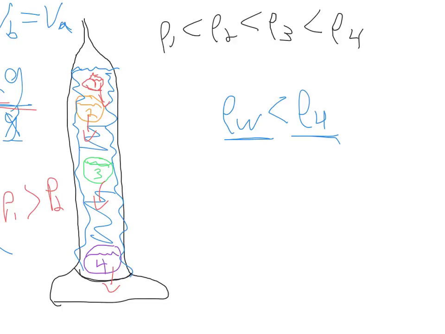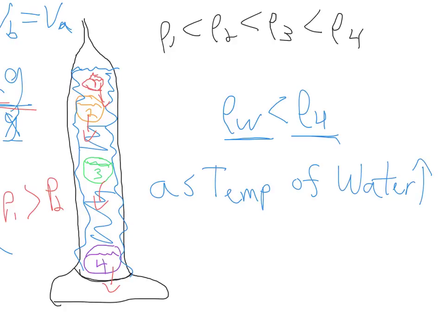as water heats up, so as the temperature of the water increases, what happens to the density? As the temperature of the water increases, the density of the water decreases. All right? So what we see is as the water gets warmer, its density goes down.